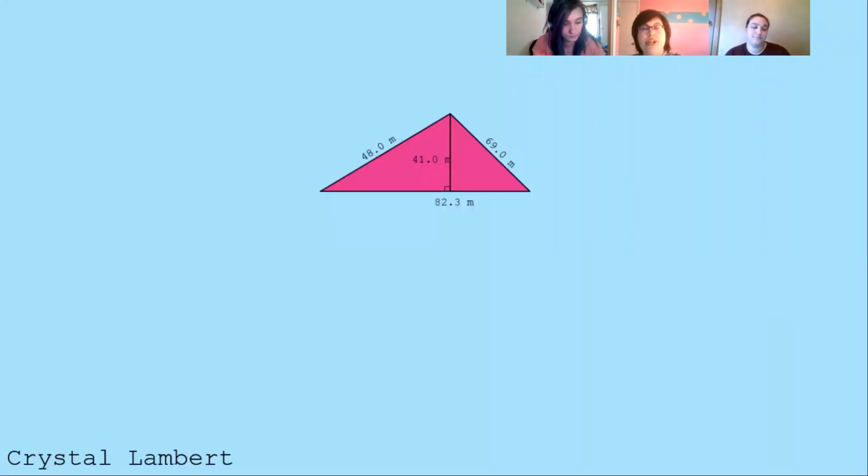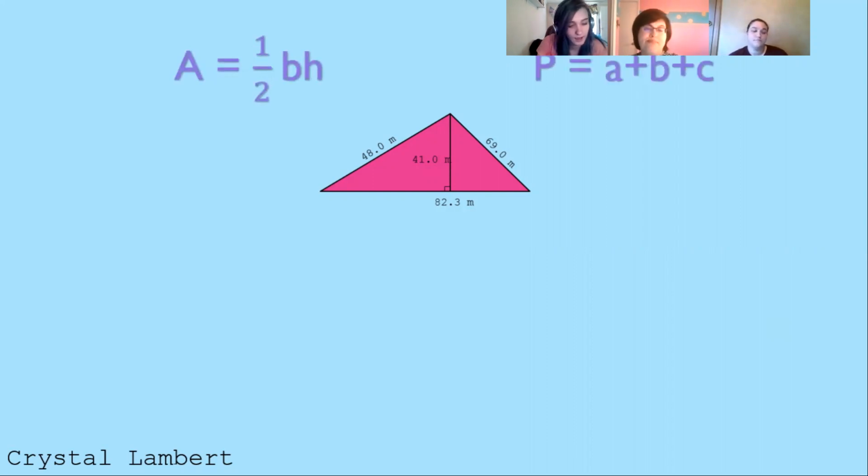Okay, so next we're given triangles, and we're asked to find the area and the perimeter of our triangles. How do you know the area and perimeter of a triangle, Crystal? Well, we use the formula for area: A, which stands for area, equals 1/2 base times height, or 1/2 B times H. Then we will use the formula for perimeter: P for perimeter is equal to A plus B plus C. And A, B, and C are all sides of our triangle.